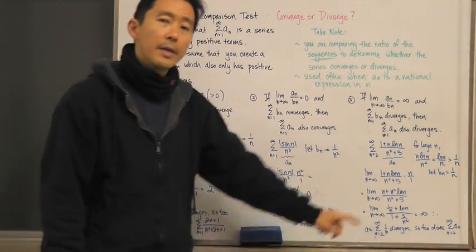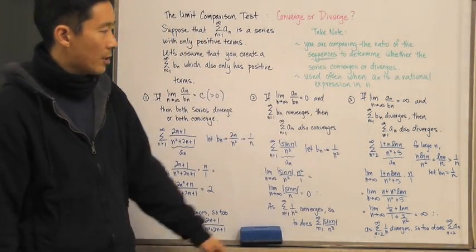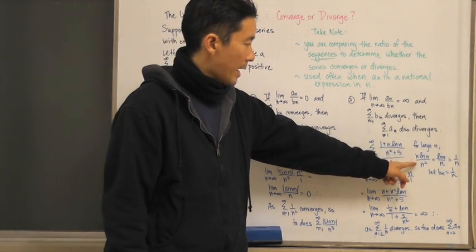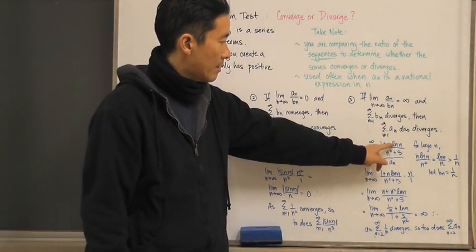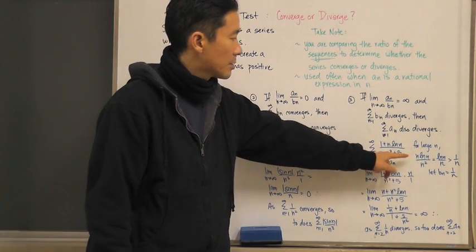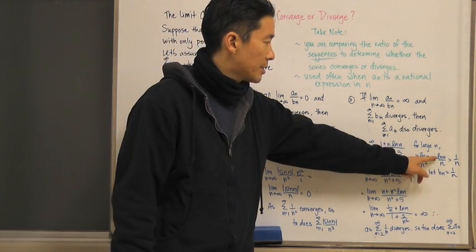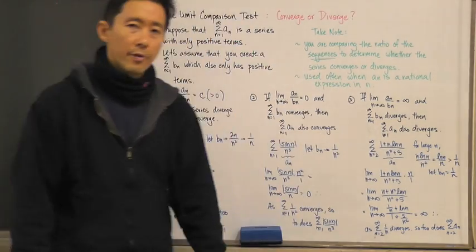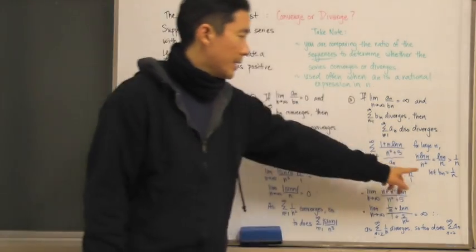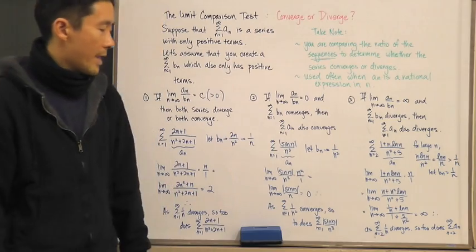Let's let this be a sub n. Then for large values of n, this is going to be very similar to just n natural log n over n squared, which is also very similar to natural log of n over n, which is greater than 1 over n. So we'll let b sub n be equal to 1 over n.